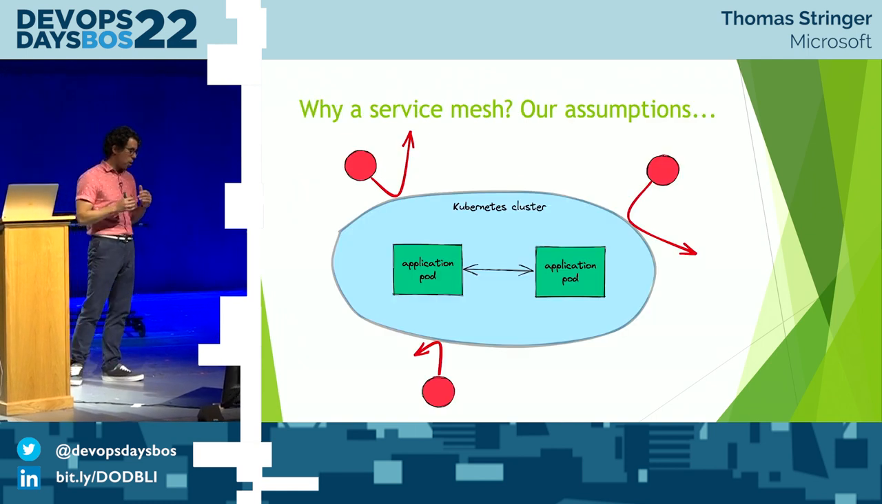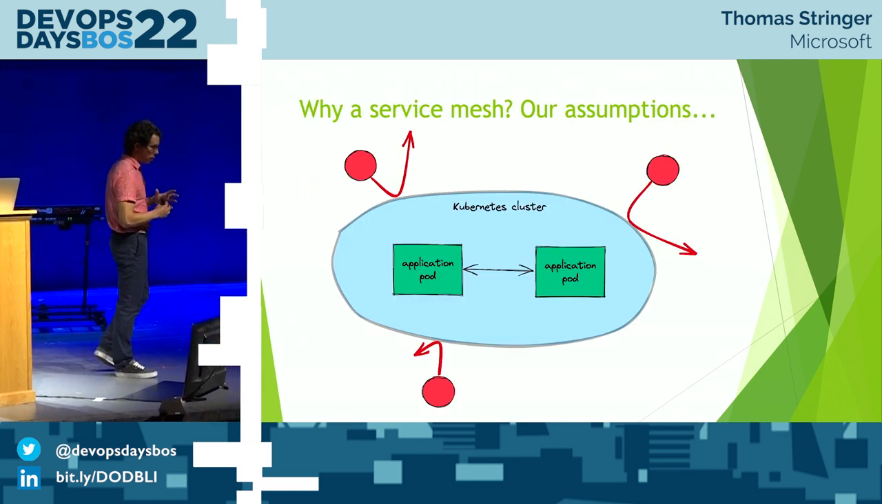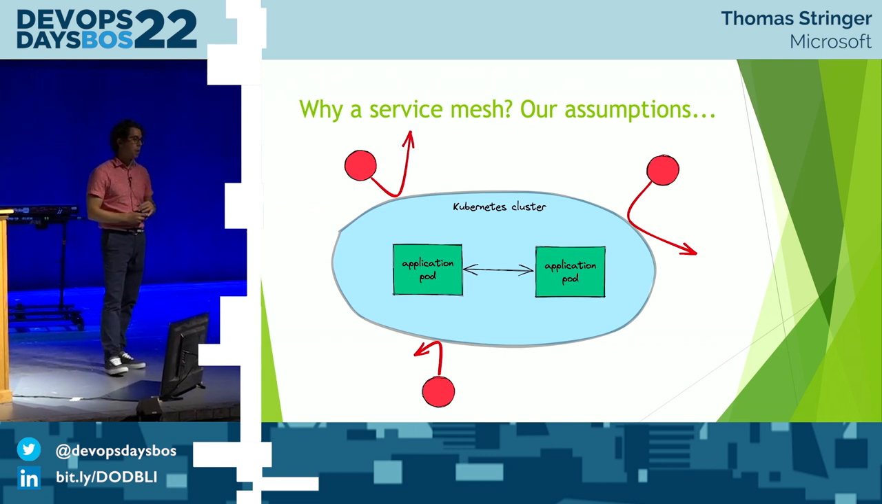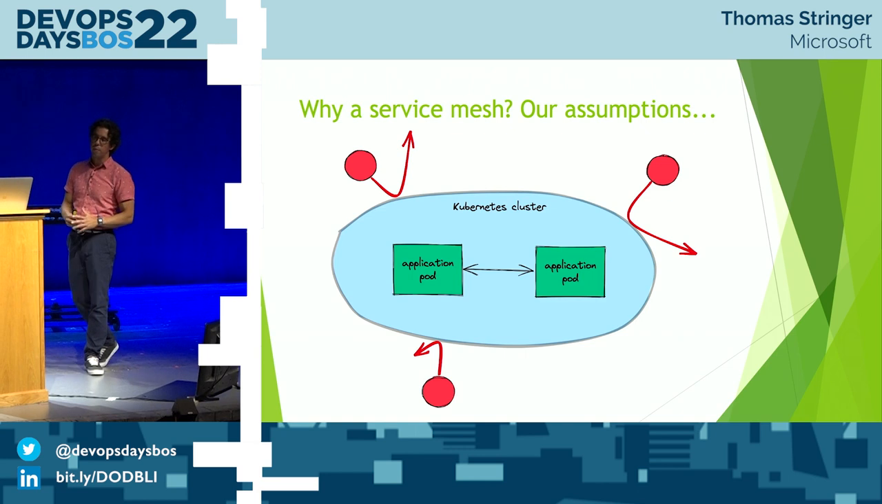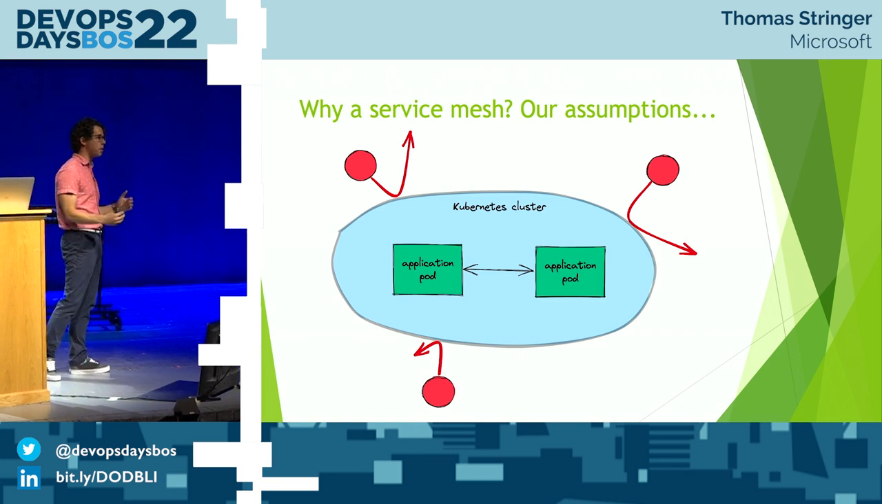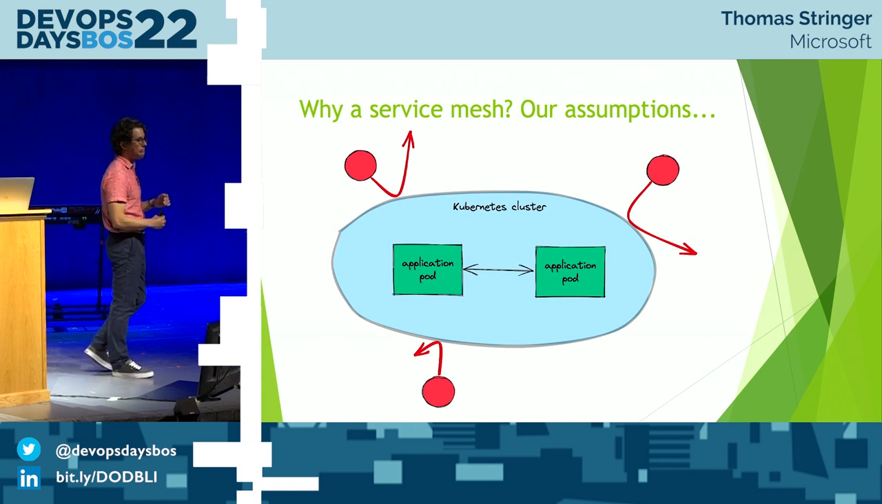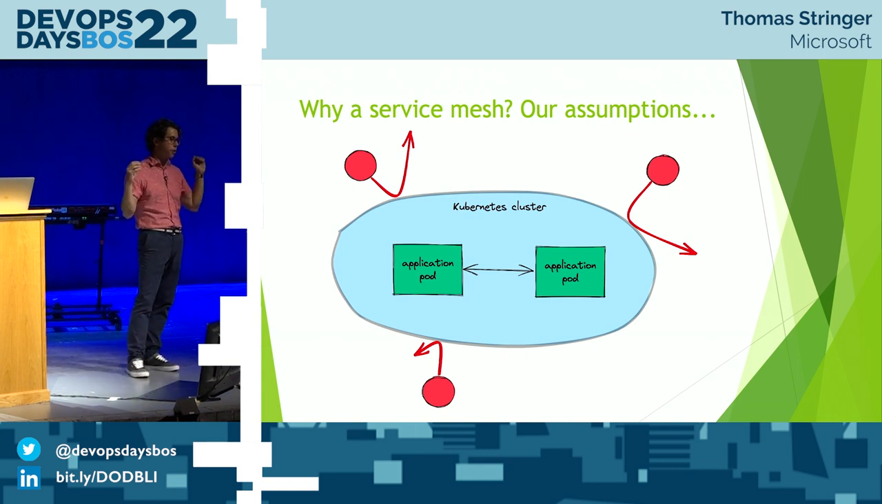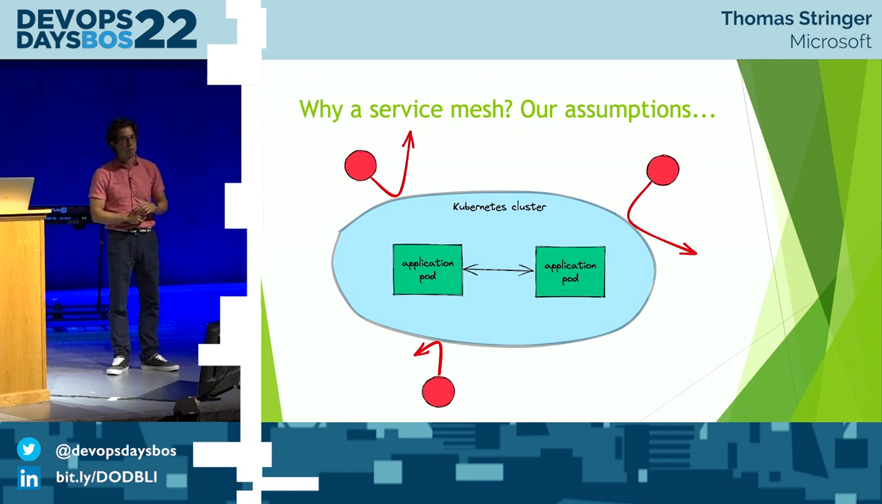So I am going to approach this with a little bit of storytelling here, okay? So these are what our assumptions are. We have our Kubernetes cluster, and we have our software running inside our Kubernetes cluster, application pods talking to each other, and we assume that bad actors are just bouncing off of this security wall for our clusters. That's our assumptions.